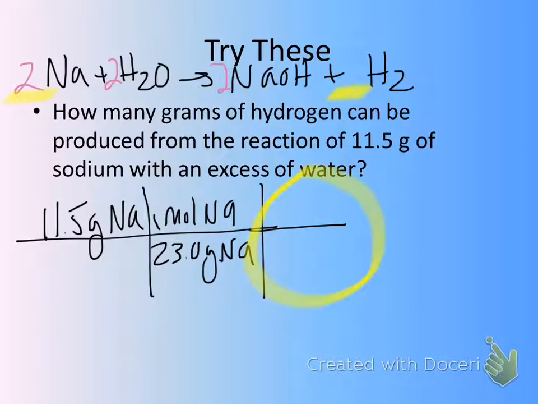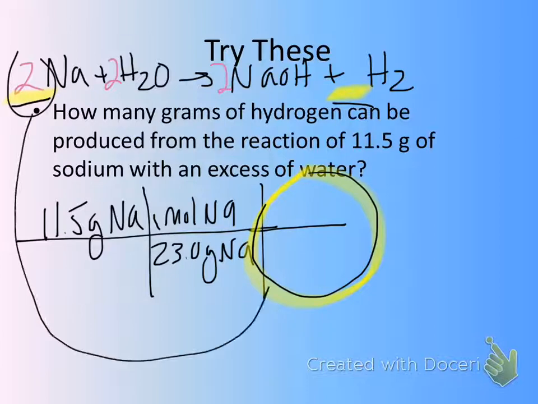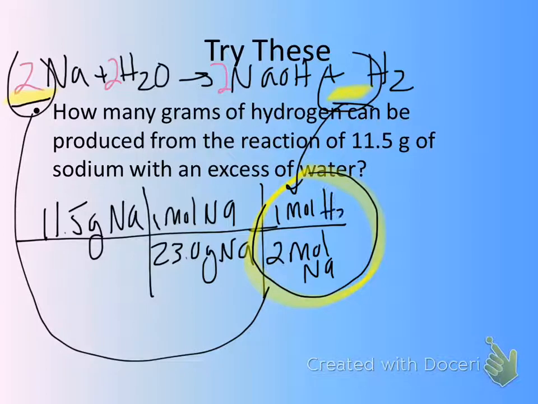Okay, so now we're going to put these coefficients in this area for our mole-to-mole ratio. So this says for every 2 moles of sodium, we are going to produce 1 mole of hydrogen. Now if we stopped here, we'd be in moles of hydrogen, but the question is asking us for grams.